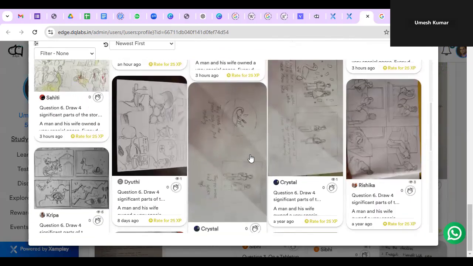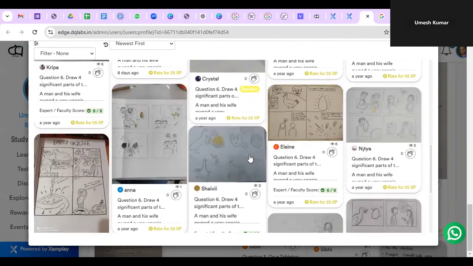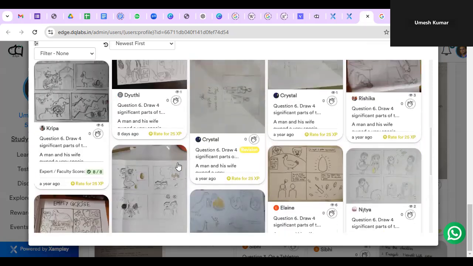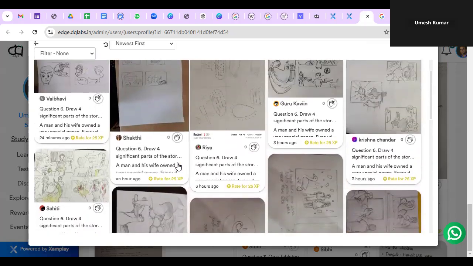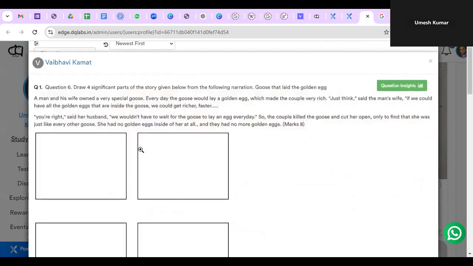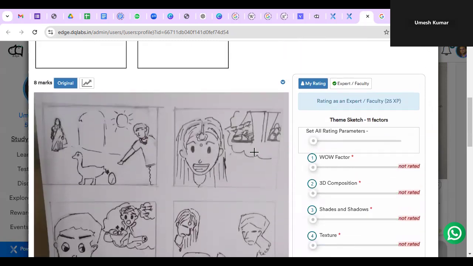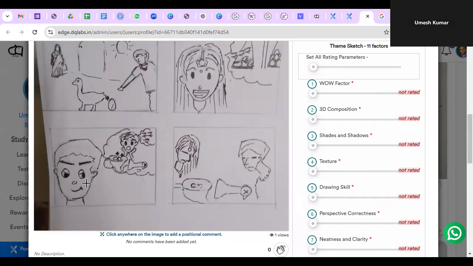Hasini. Yes, sir. Did you upload? Yeah, so you just saw it, that's yours. Okay. Vaibhav is here. Yo, there's a golden egg, and she's imagining a lot of rupees with a lot of eggs. So he's thinking of cutting the goose, and thinking we'll make a lot of money, but then they cut it and there's nothing inside, and they're very sad.